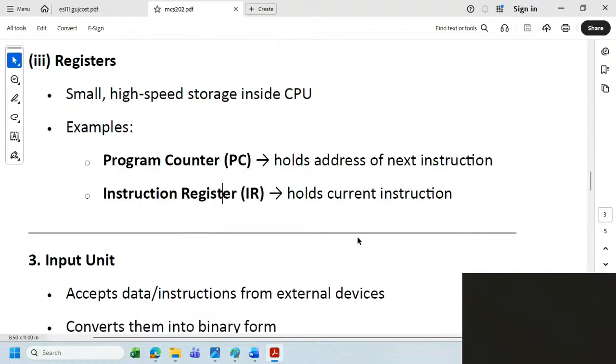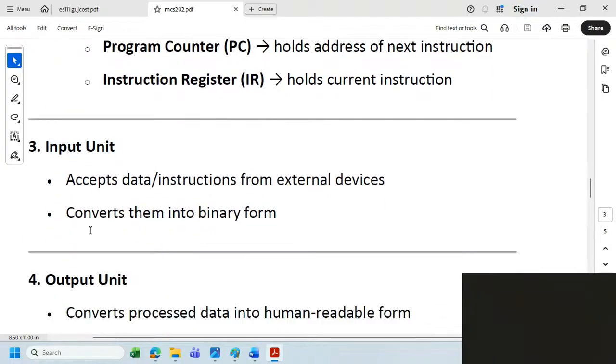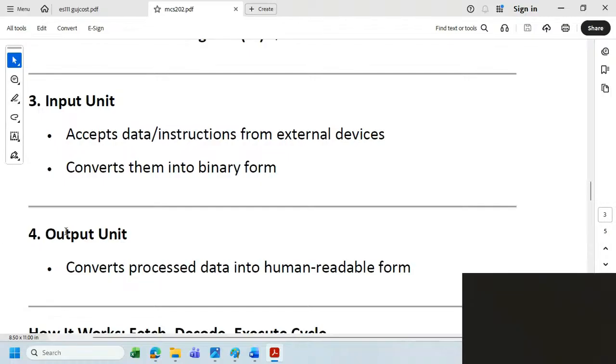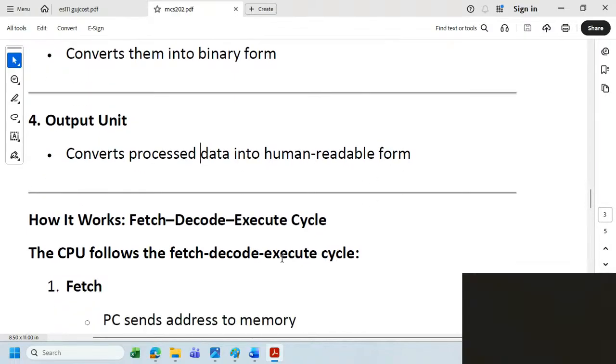The third part of this CPU is registers, which are small high speed storage inside the CPU. Examples are the program counter, that is PC, which holds the address of the next instruction, and the instruction register, that is IR, which holds the current instruction. The third unit is the input unit. It accepts data and instructions from external devices and converts them into binary form. Next is the output unit. It converts processed data into human readable form.